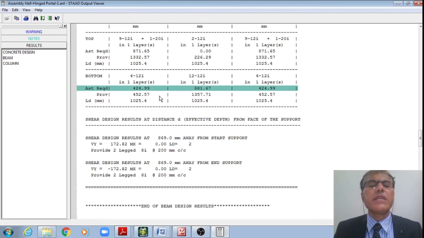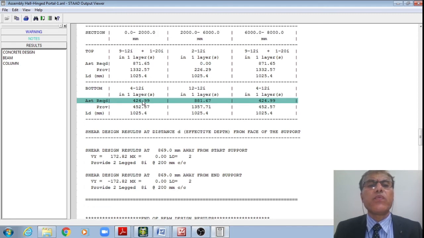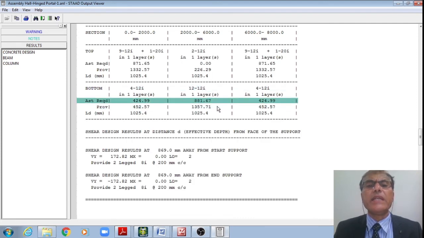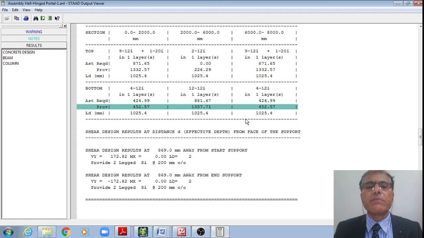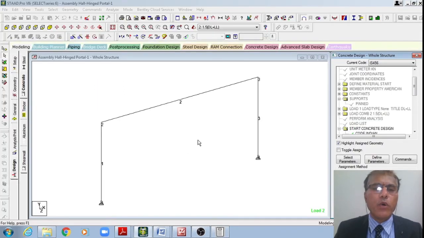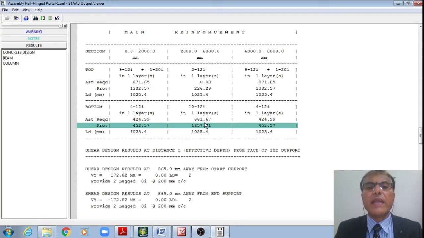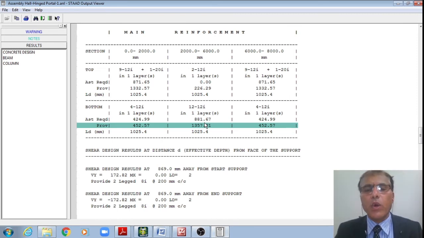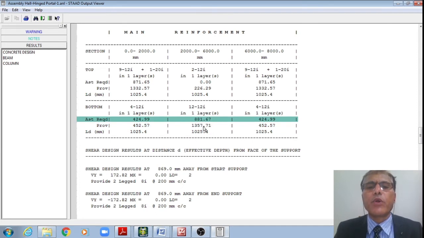Whereas for the bottom steel, the midspan is critical, because at the left end it requires only 425 mm², whereas using 4 12 mm dia bars it is okay. Whereas at the midspan I require 882 mm², and using 12 12 mm dia bars we can furnish 1357, but practically they are not feasible. From this code book, I require 881. Therefore even at the bottom, you provide 3 20 mm dia bars. Therefore provided steel is equal to 942. Therefore okay, required is 881, provided is 942.